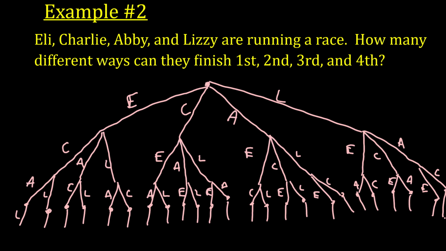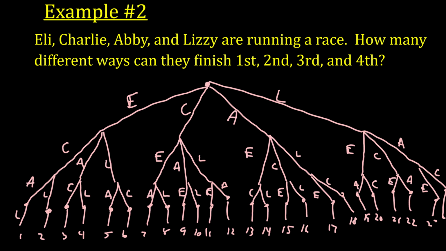So how many different leaves do we have? Well, we've got 1, 2, 3, 4, 5, 6, 7, 8, 9, 10, 11, 12, 13, 14, 15, 16, 17, 18, 19, 20, 21, 22, 23, 24. All right, so we had 24. So how many different ways can they finish first, second, third, and fourth? 24 different ways. And just so that we're all clear on what this means, let's look at number 13 here.